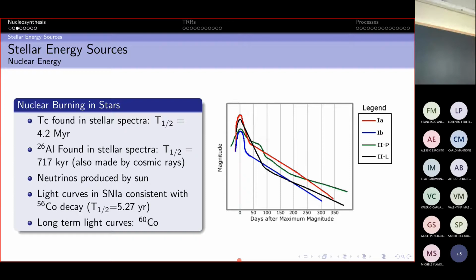Another thing, and this is what they do very, very well here in Italy, and specifically at this university, is neutrinos. We've seen neutrinos produced by the sun. Neutrinos are produced in nuclear reactions. That's the only thing that can make them.